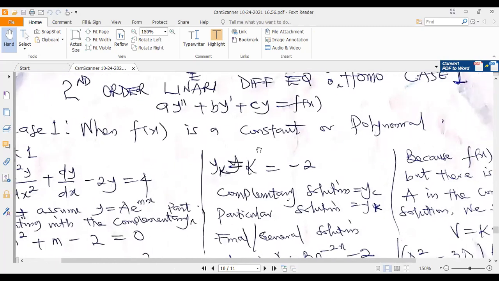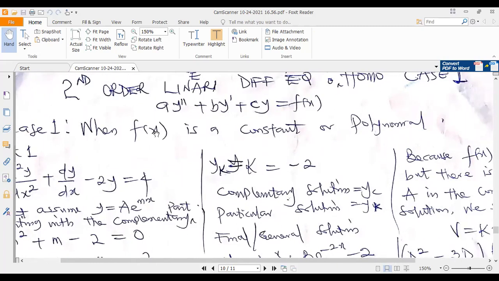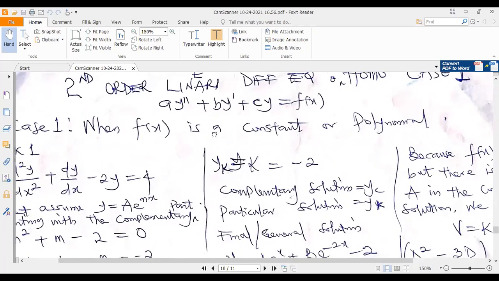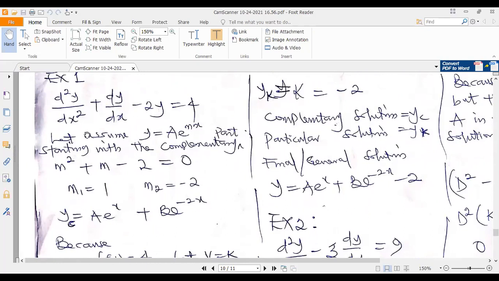I said in this case, our f of x is a constant or a polynomial. So let's solve example 1 now. In example 1, the first thing we are going to do is look for what is called the complementary part. For us to get the complementary part, we assume that f of x is 0. Are we together?